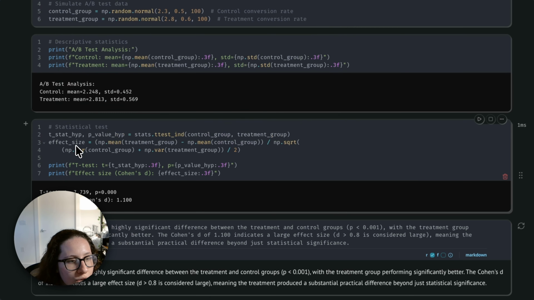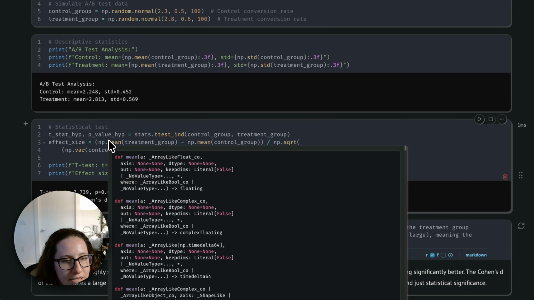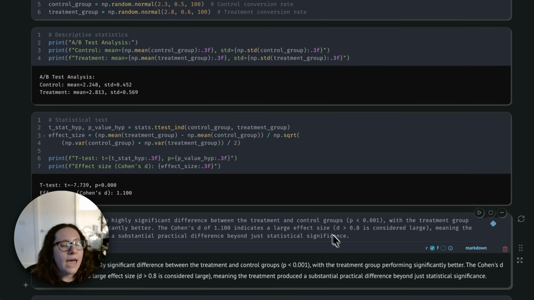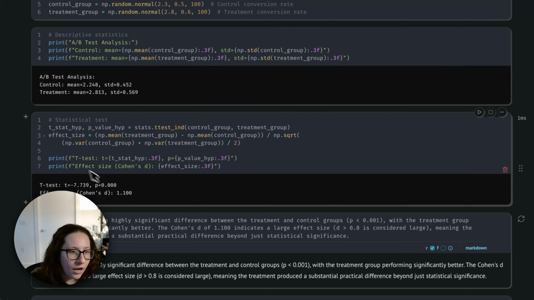Then we're going to look at the effect size, which is the mean of the treatment group minus the mean of the control group, divided by the square root of the variance of the control group plus the variance of the treatment group, divided by 2. This is how we distribute the difference over the variability of our data sets, right? If the data is highly variable, then the difference doesn't mean as much. If it's not so variable, the difference means more. So we always scale to the parameters of our data. With that, let's see the results of our tests here. We have a t-statistic of -7.739 and a p-value of 0.